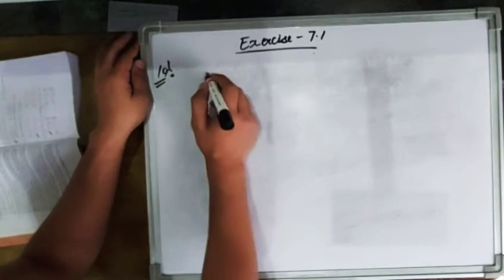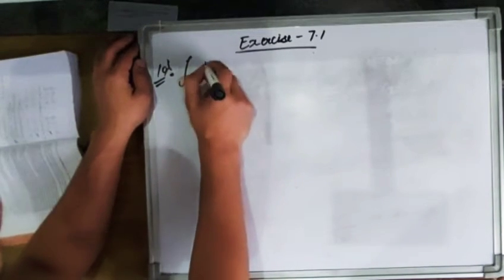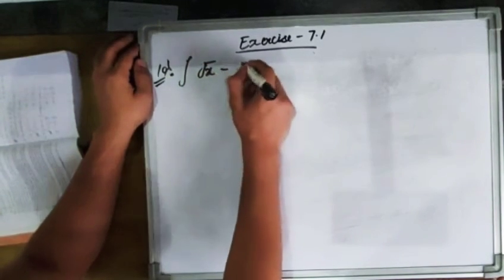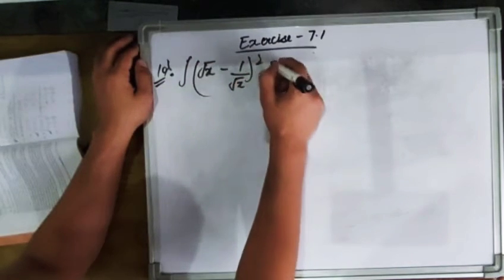Our 10th question from exercise 7.1 is very important from the board point of view as well as the competitive point of view. In this question we need to find the integration of root x minus 1 upon root x, whole square.